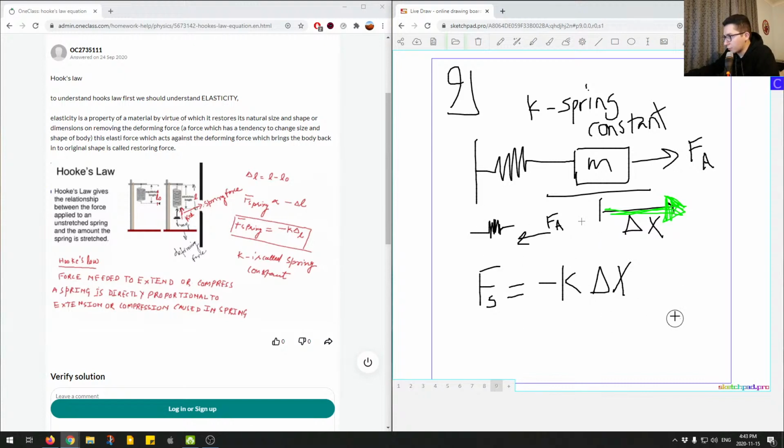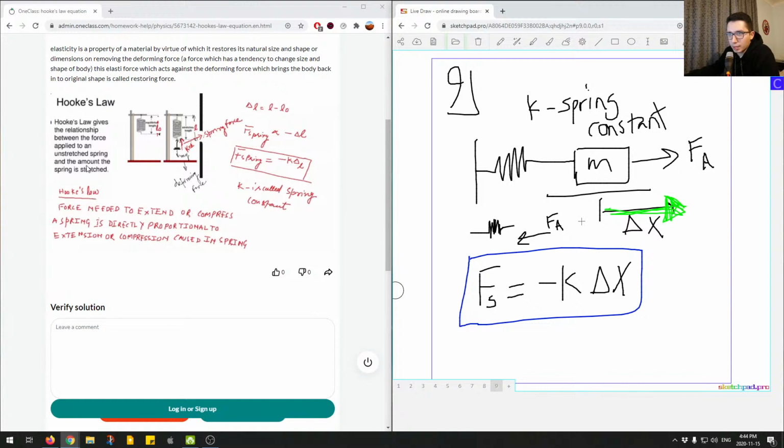So the general formula that you really need to know is the one on the bottom of the screen, so I'll highlight this for you. This is the equation for Hooke's law, and essentially it's the spring constant times change in distance, delta x, and you'll get the spring force or restoring force. So just to quickly outline Hooke's law: it gives us the relationship between the force applied to an unstretched spring and the amount the spring is stretched.